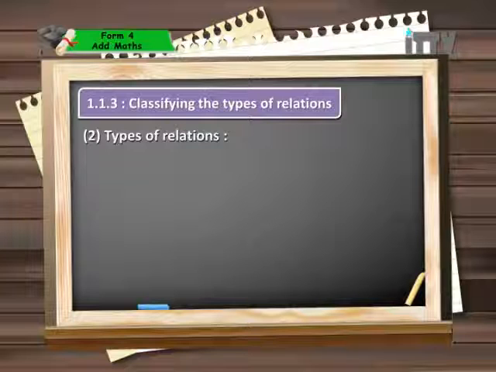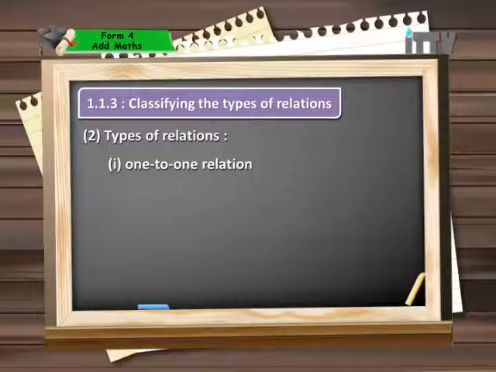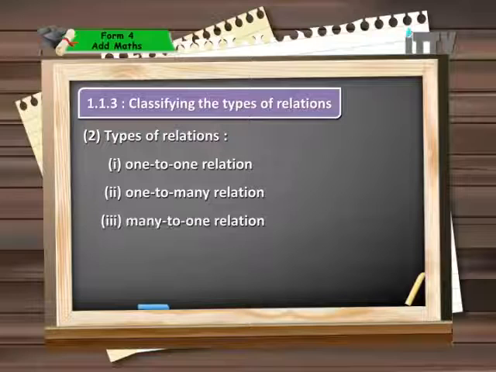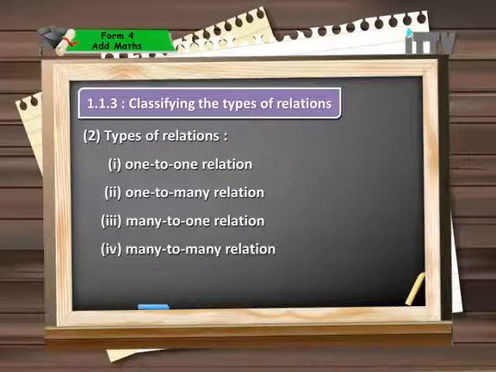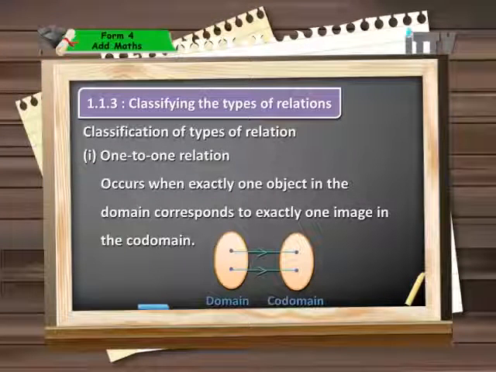The second thing we want to examine are the types of relations. And in this particular section, there are four types to consider. Firstly, a one-to-one relation. Secondly, a one-to-many relation. Thirdly, a many-to-one relation. And finally, a many-to-many relation. A one-to-one relation occurs when exactly one object in the domain corresponds to exactly one image in the codomain.